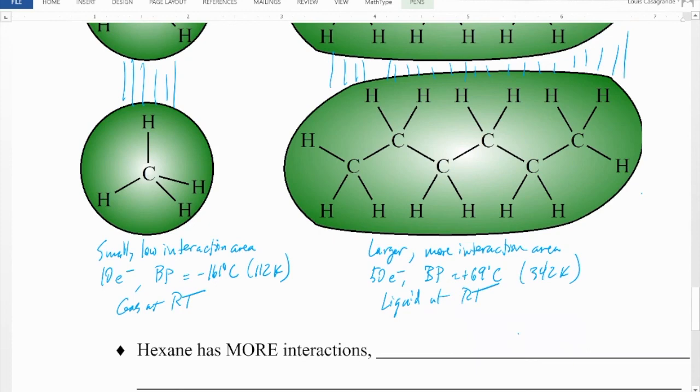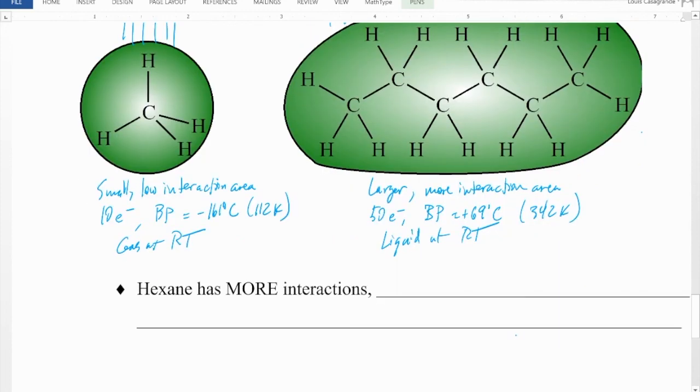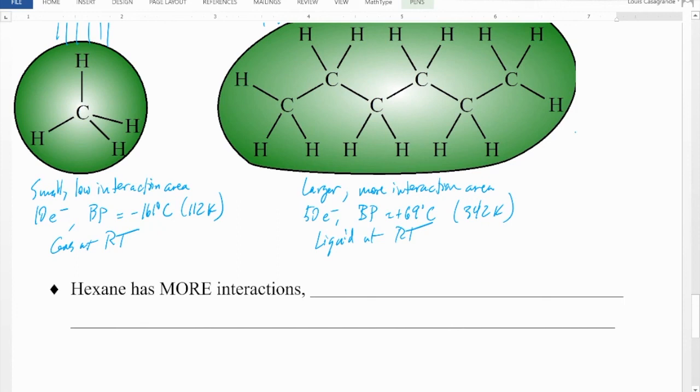So to review, hexane has more interactions. It has more electrons. So it has stronger IMFs and a higher boiling point.